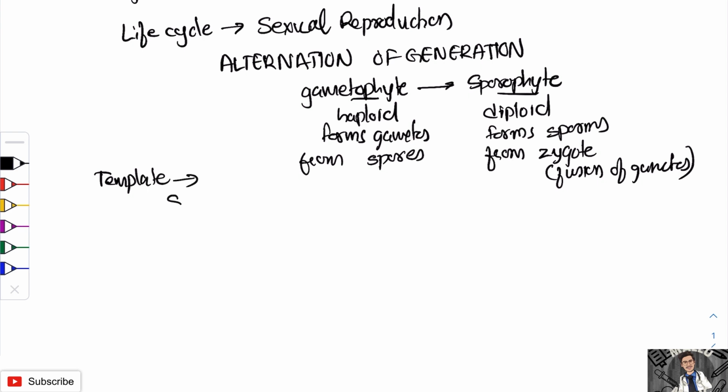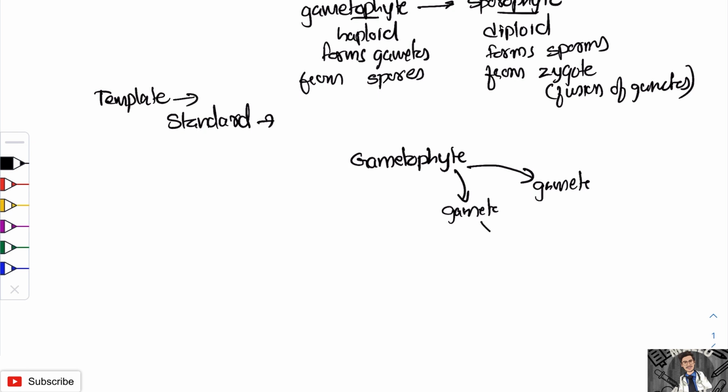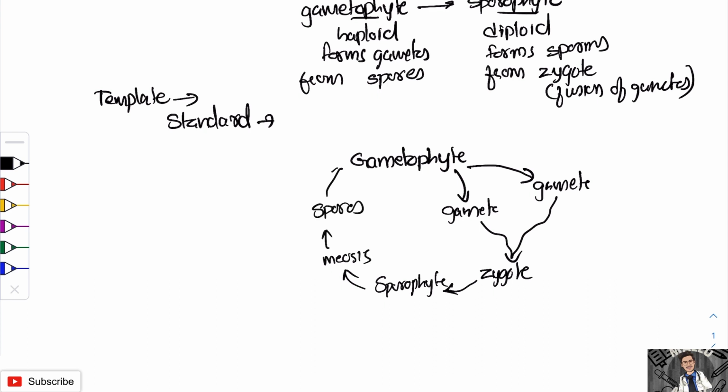So, what is the standard cycle? Let me illustrate. Let's start with the gametophytic stage. The gametophyte forms gametes. Am I right? Gametes. Now, the gametes fuse to form the zygote, and the zygote in turn forms the sporophyte, and the sporophyte forms through meiosis what? Spores, and the spores form the gametophyte.